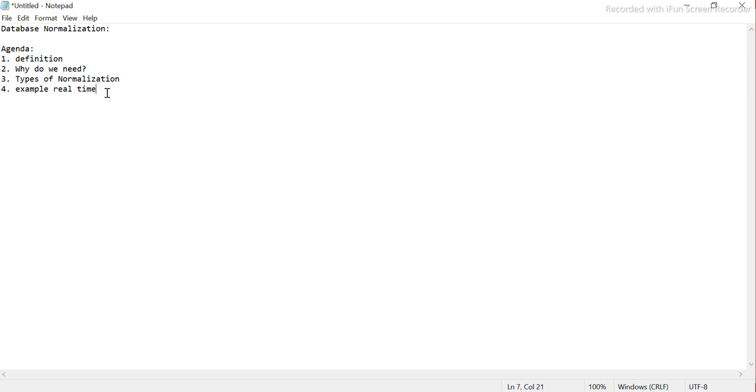So let's start this topic, guys. First we will try to understand normalization. So what is normalization? Normalization is a database design technique which helps to reduce or remove redundancy. So this is the definition, guys.